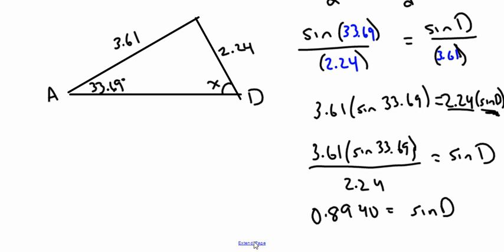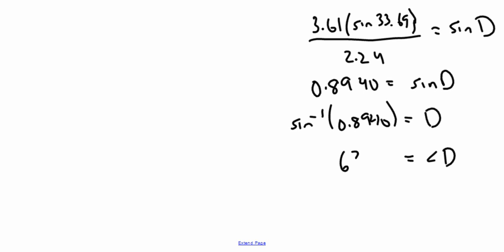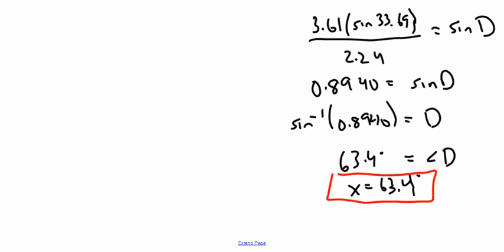And now to actually find angle D, I just need to do inverse sine. And I have the value of angle D, which is also x in the diagram. So inverse sine on that, I get 63.4 degrees. So angle D is 63.4 degrees, which means x is 63.4 degrees. So I'll just emphasize that. Yay, I know the value of x.